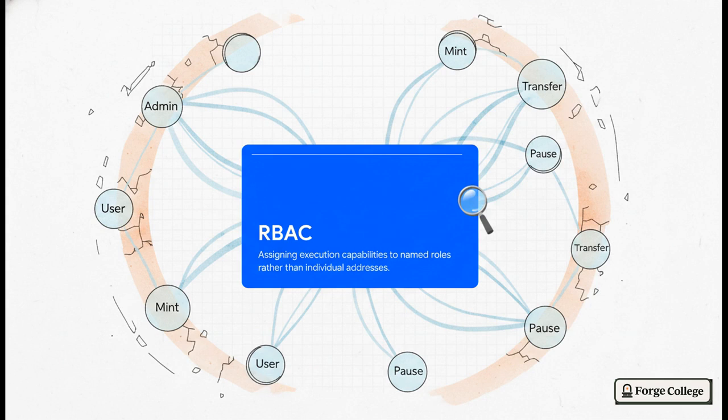Basically, it means assigning specific execution capabilities to named roles rather than just directly to individual wallet addresses. This concept physically encodes what we call the principle of least privilege. By giving an actor only the absolute minimum authority they need to do their job, you drastically reduce the blast radius if their account ever gets compromised.